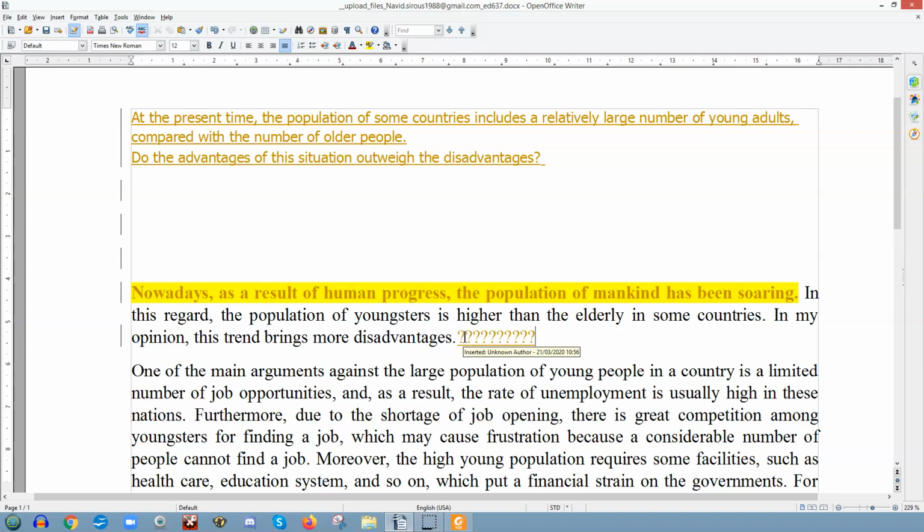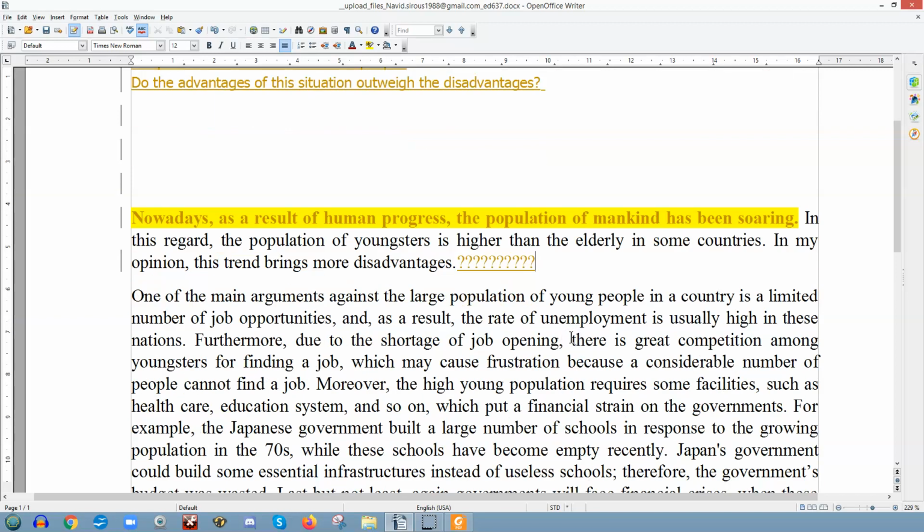So, in terms of introduction, it's always a good idea to directly and clearly answer the question. So, sentence one, we don't need it. You don't need this kind of general statement. Just simply get to the point, like in sentence two. And this trend brings more disadvantages, presumably, than advantages, which are what?